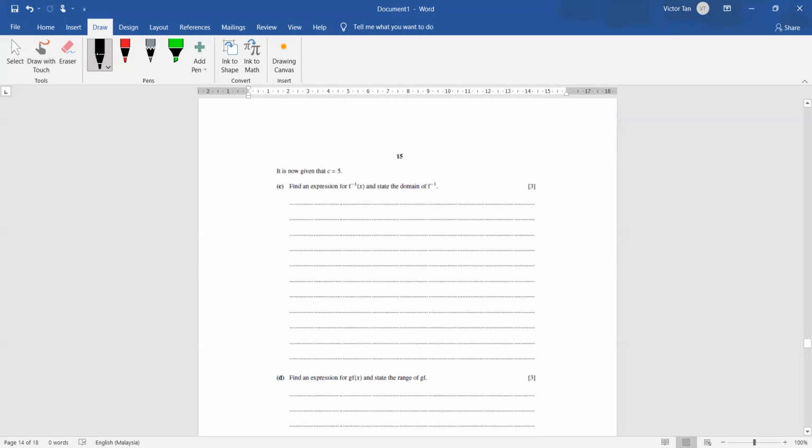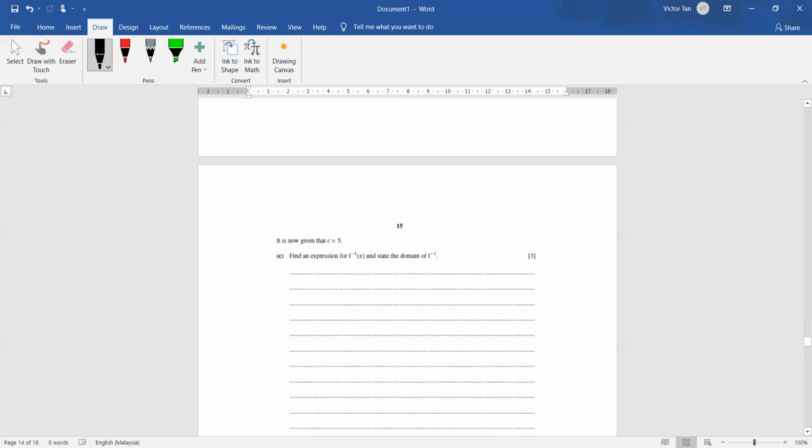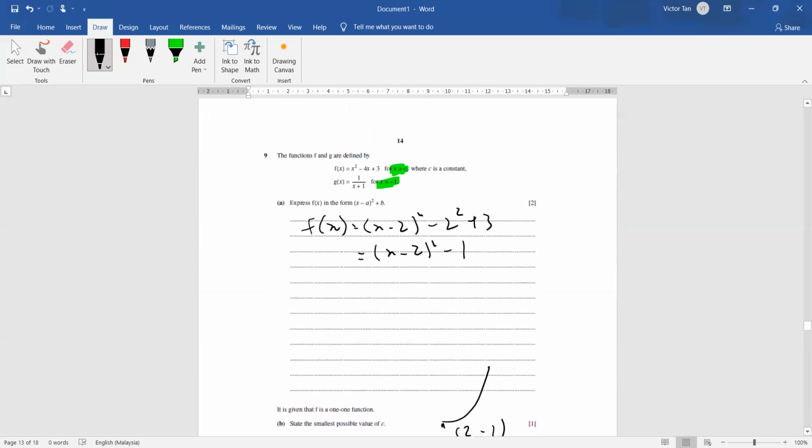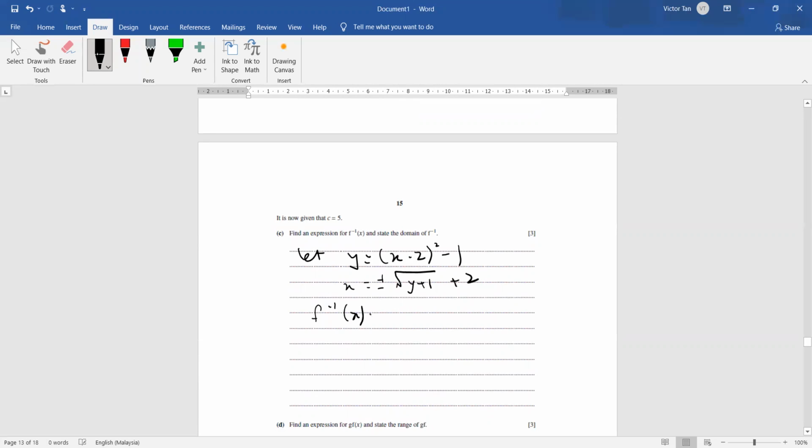It is given that c equals 5. Find the expression and state the domain of the inverse function. So let y equal x minus 2 squared minus 1. So x will be plus or minus square root of y plus 1, plus 2. So for the inverse function, you must be careful. This is x larger than 2, so it will be a positive value. So f inverse of x equals square root of x plus 1, plus 2.